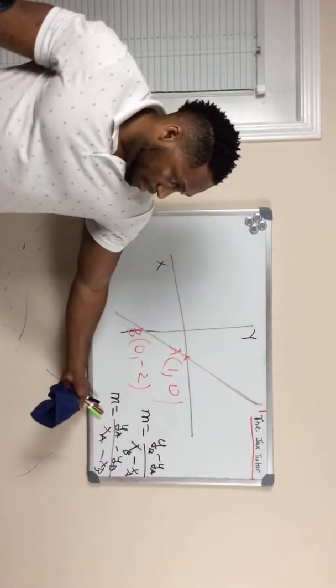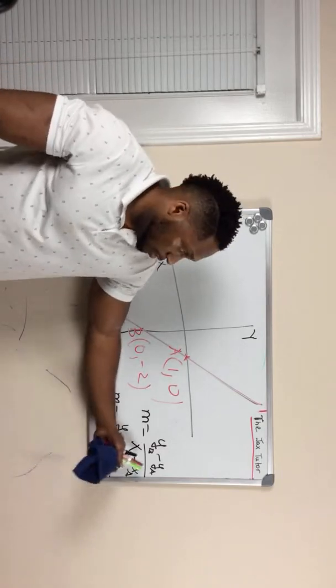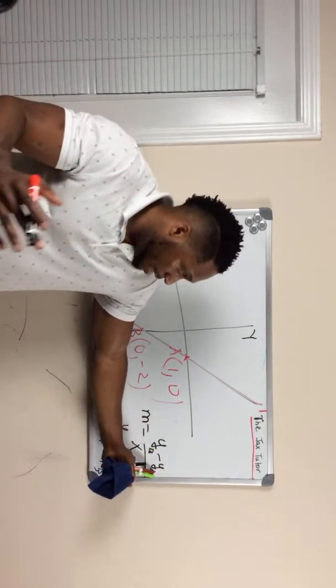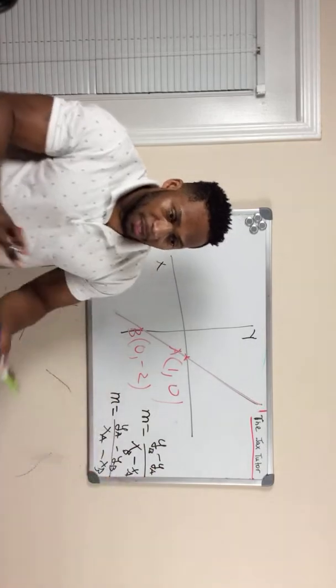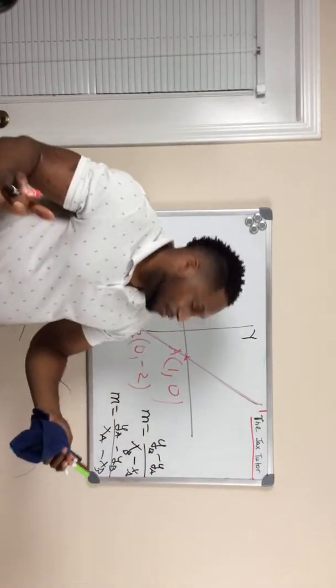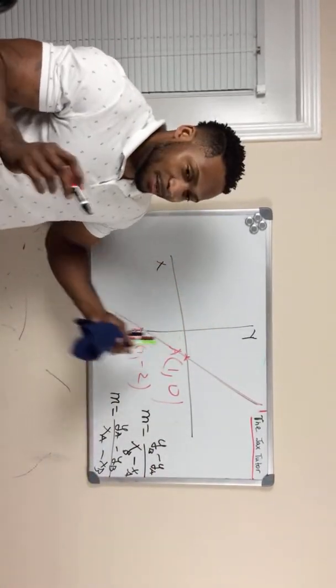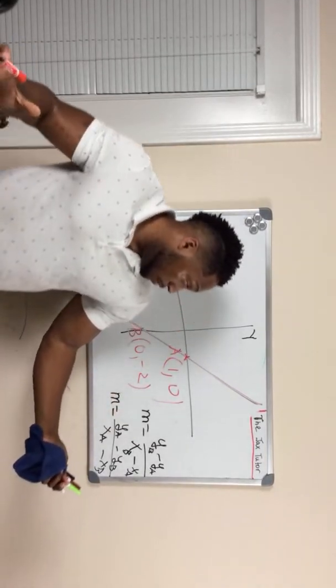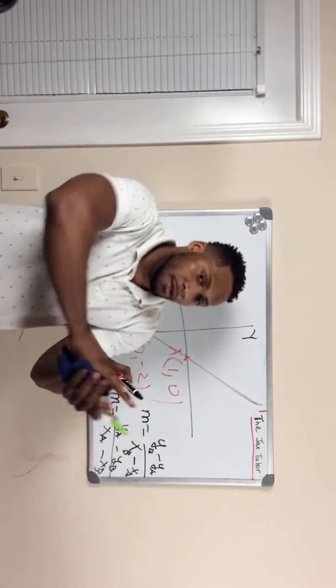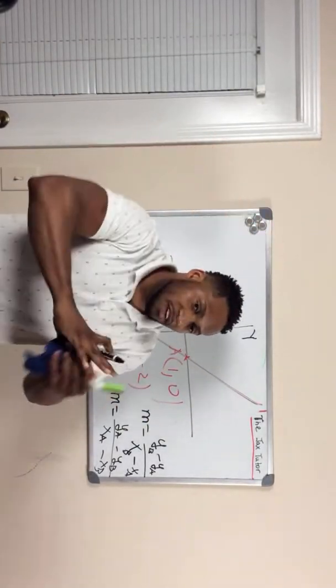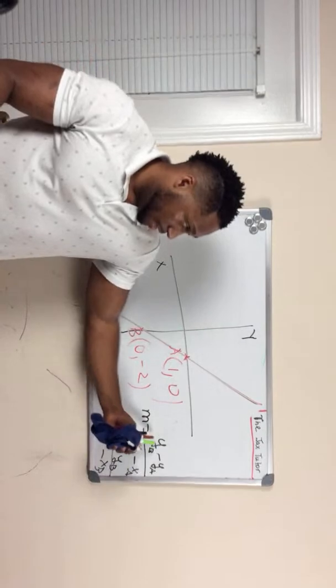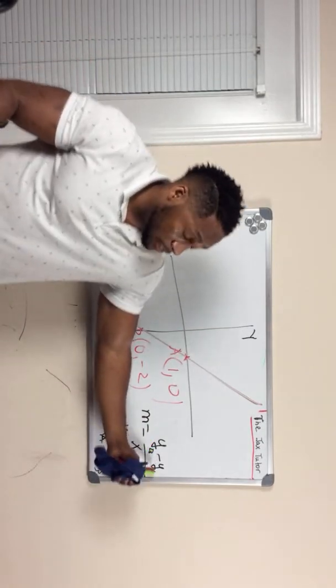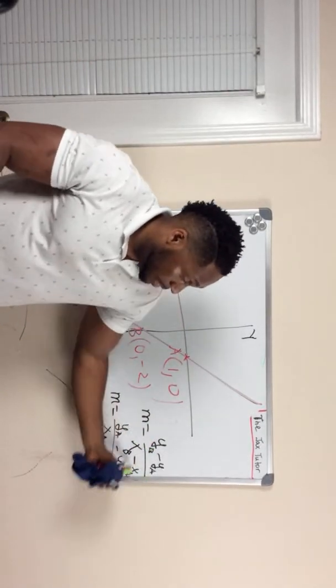So the main thing is staying consistent. If you started with yB minus yA, then it's xB minus xA. If somebody can do it before me, let me know what it is. I know Jesse is probably going to do it, or Veronica. So what it is, is the difference in y values divided by the difference in x values: yB minus yA divided by xB minus xA.